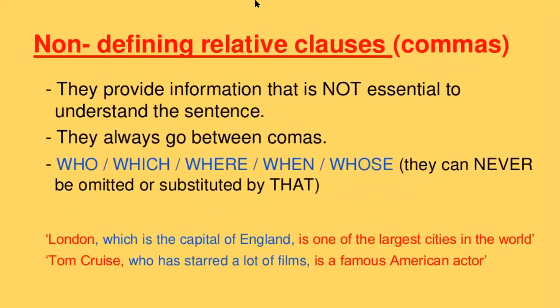Now we're going to see the opposite, the non-defining relative clauses, and these require some commas. They help us provide information that is not really essential to understand the sentence. They can be considered extra pieces of information, and they are always separated by commas. Who, which, where, when, and whose can never be omitted or substituted by that.